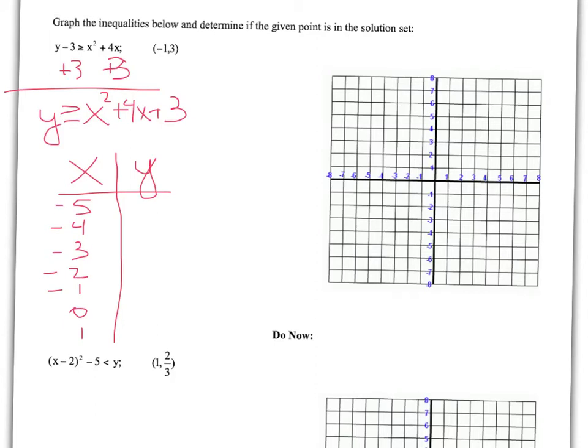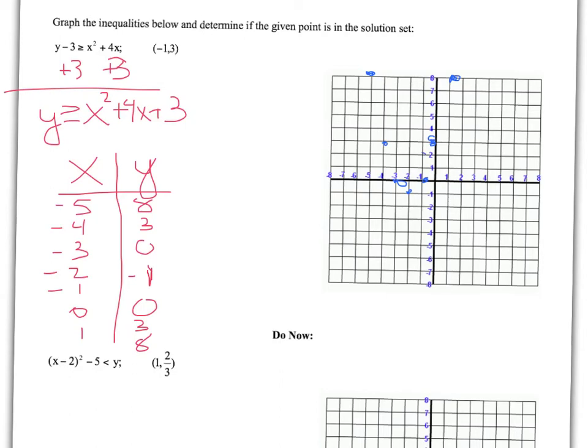When x is -5, my table says y is 8. And then it says 3, 0, -1, 0, 3, and 8. From there, do the best you can to plot your points. Again, I have a difficult time plotting on this, but I'll do the best I can. -5, 8, -4, 3, -3, 0, -2, -1, -1, 0, 0, 3, and 1, 8.